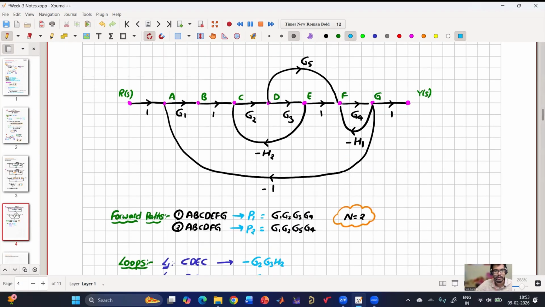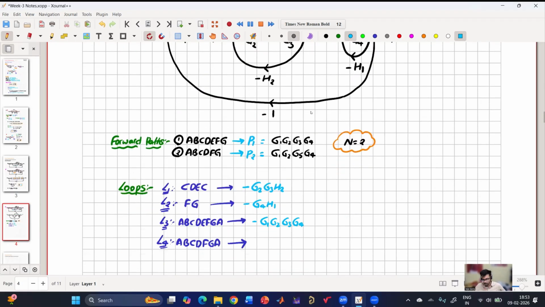And the last one? Minus G1, G2, G5, G4. So is it clear till this point, everyone? Minus G1, G2, G5, G4.